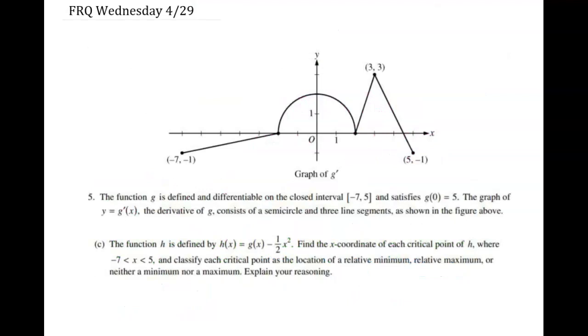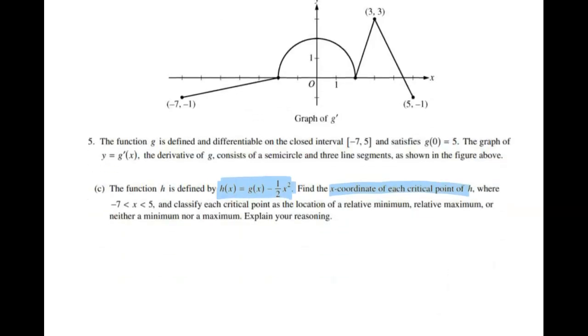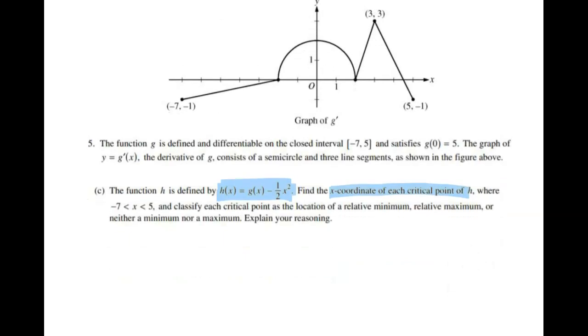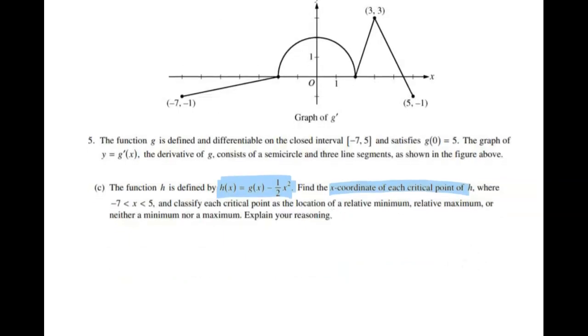Part C. Now we have another function. H of x equals g of x minus 1/2 x squared. And we're looking for the x-coordinate of each critical point of h, and we'll classify them as relative min, relative max, or neither of those qualifications. So if we want critical points, we'll have to take the derivative and set it equal to 0.